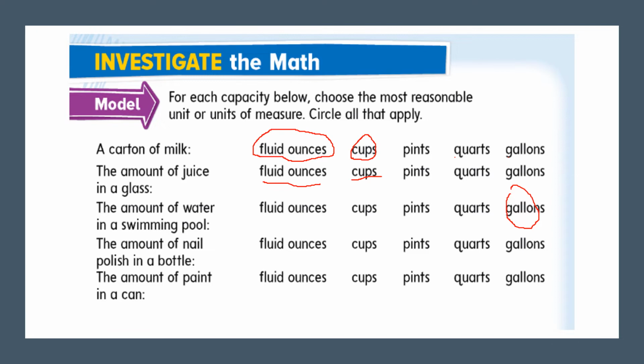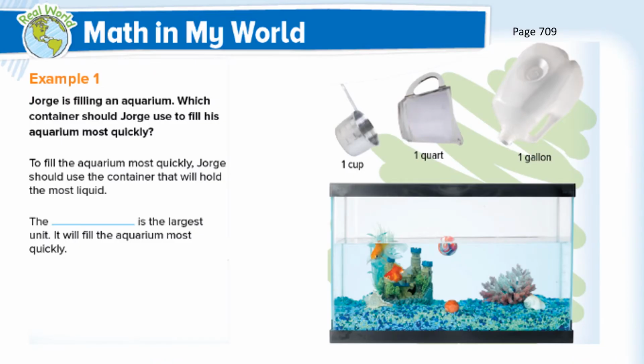The amount of nail polish in a bottle, well, that's a lot less than a cup, so we're going to measure that in fluid ounces. The amount of paint in a can, and I'm thinking usually it's a gallon can for paint, but you can get smaller sizes. So let's take a look at the first example here on page 709.